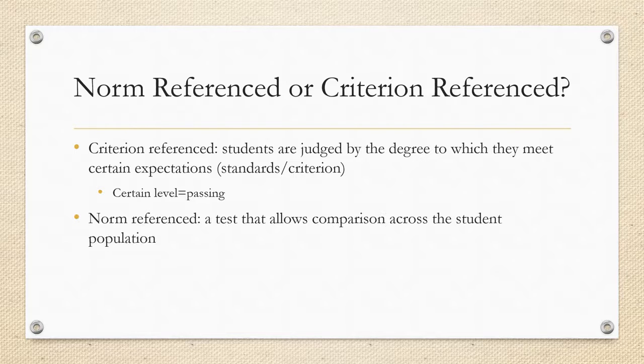This is different from a norm-referenced test, because a norm-referenced test's primary goal is to allow for comparison across the student population. So if you want to identify the very best students or the very weakest students, that would be norm-referenced, right? Because weakest is only in relationship to other students. When you do norm-referenced tests, often you have a bit of a bell curve.